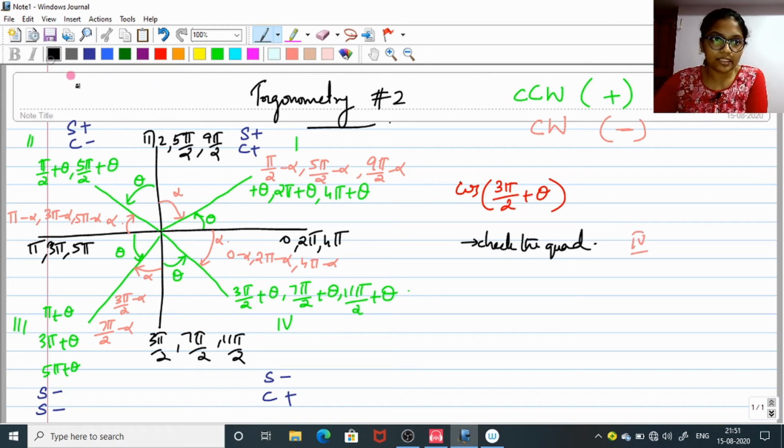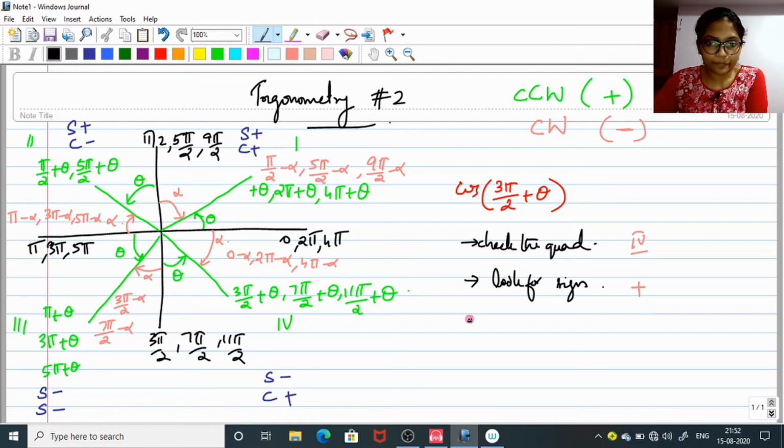And the next step is to look for the sign. Like in the fourth quadrant, what is the sign allotted for cos? The sign for cos in the fourth quadrant is positive. So cos is having a positive sign.